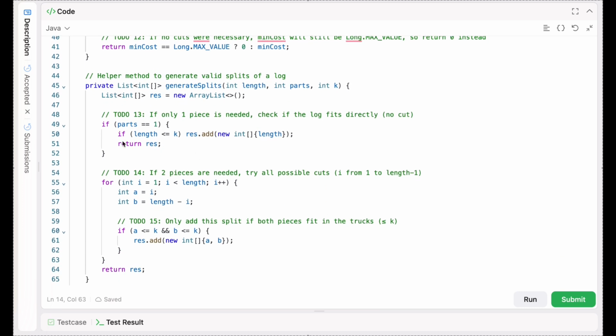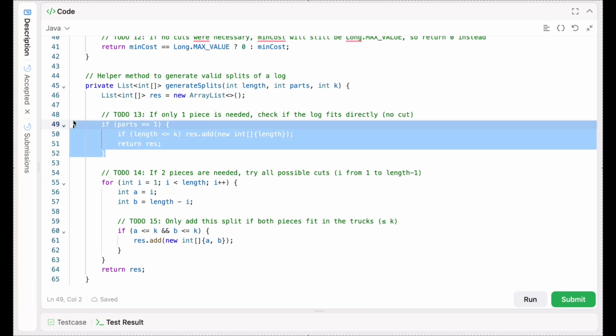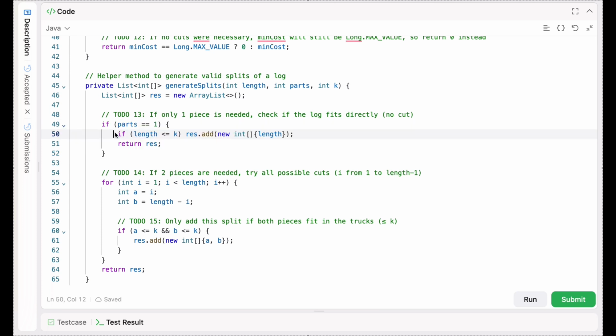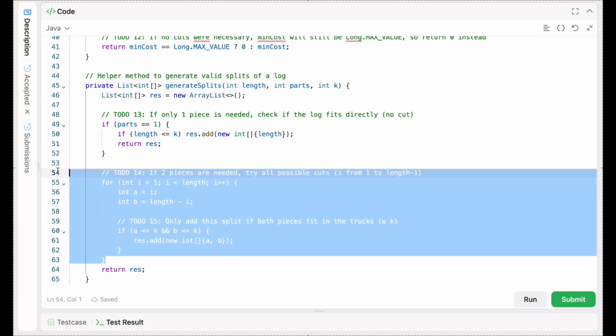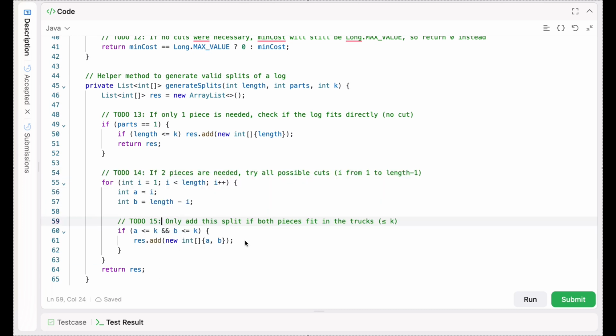So we'll check the length: if the first part is equal to 1 and the length is less than or equal to k, then we'll add it to the result. Otherwise, if 2 pieces are needed, try all the possible cuts. So you try all the possible cuts like this, and check the split: if both pieces fit into the truck, then we'll return this finally.